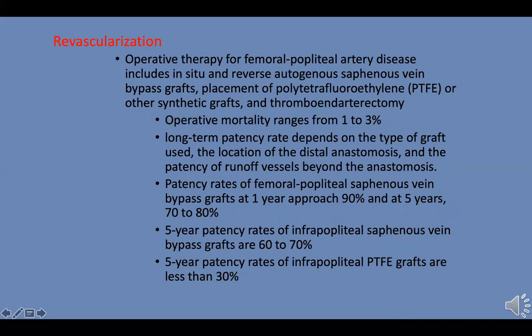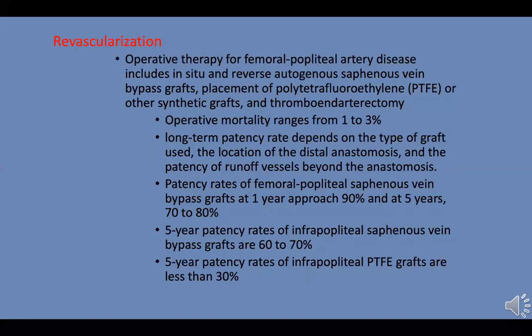Operative therapy for femoral popliteal artery disease includes in situ and reverse autogenous saphenous vein bypass grafts, placement of polytetrafluoroethylene or other synthetic grafts, and thromboendarterectomy. The operative mortality rate ranges from 1 to 3%. Long-term patency rate depends on the type of graft used, the location of the distal anastomosis, and the patency of runoff vessels beyond the anastomosis.